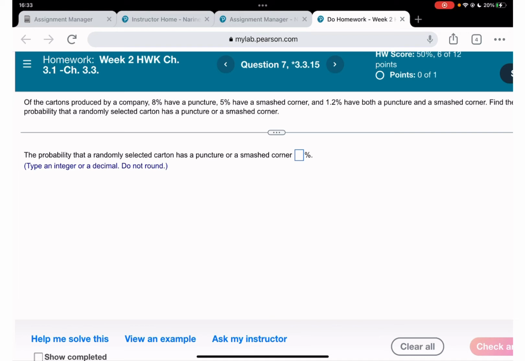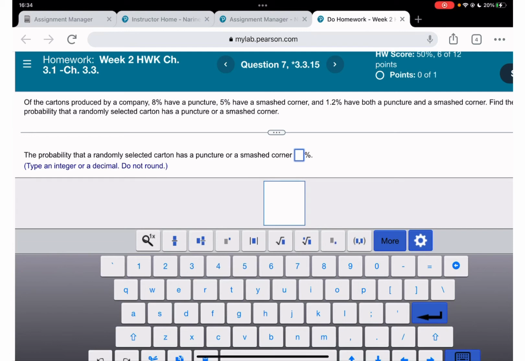So that's approximately the same thing. So we have 8%, 5%, and 1.2% belong to both of them, right? Both puncture and smashed corner. Therefore, this is what we will do. We need to add, because it says or, probability that randomly selected carton has puncture or smashed corner. So we take 8%, adding 5%, it's going to be 13%, and subtract the duplicate. 13% minus 1.2%, and we are going to get 11.8%.